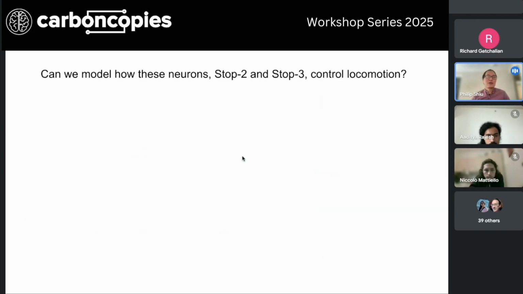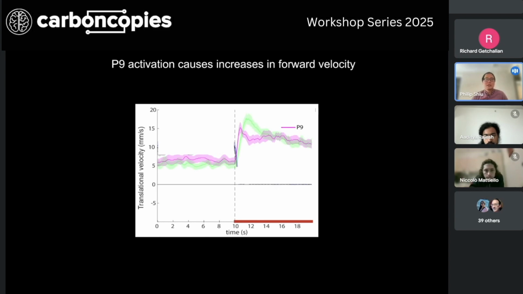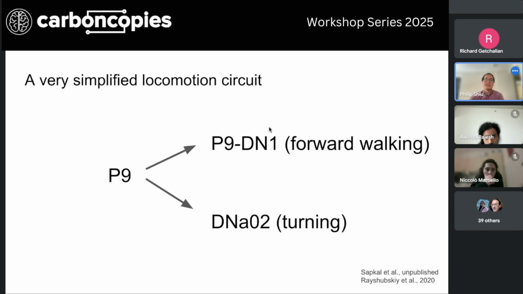So we wanted to see whether we could model how these neurons, STOP2 and STOP3, control locomotion. The idea is, if we computationally activate either of these two neurons, how does this influence the known locomotion circuits? What we know is that, as I mentioned before, when we activate these P9 neurons, it causes the flies to increase forward velocity. And again, we assume DN1 controls forward walking, and DNAO2 controls turning.